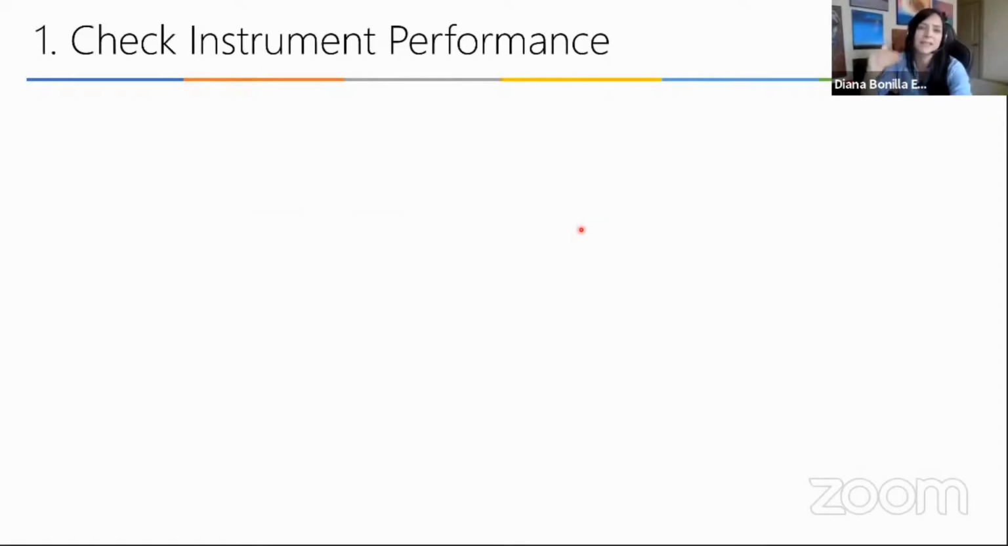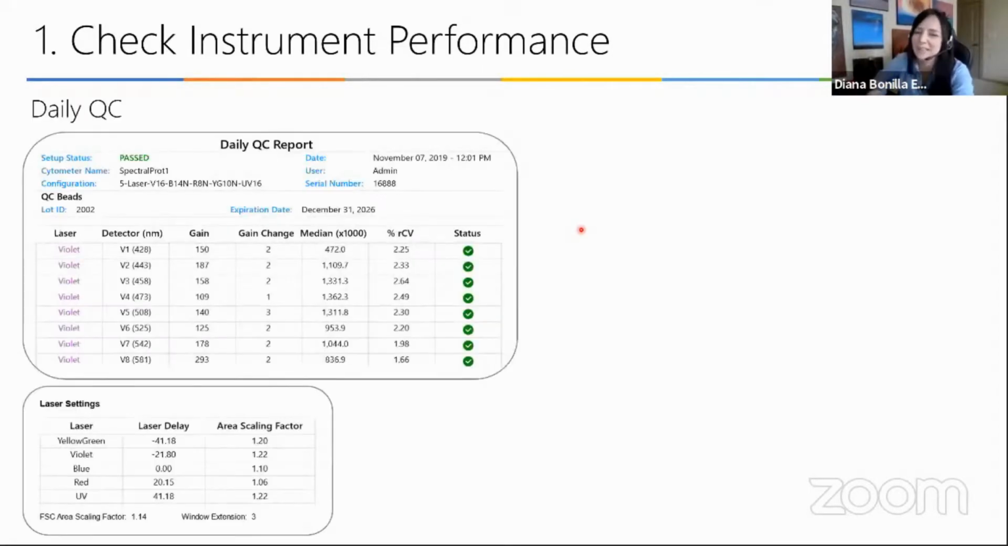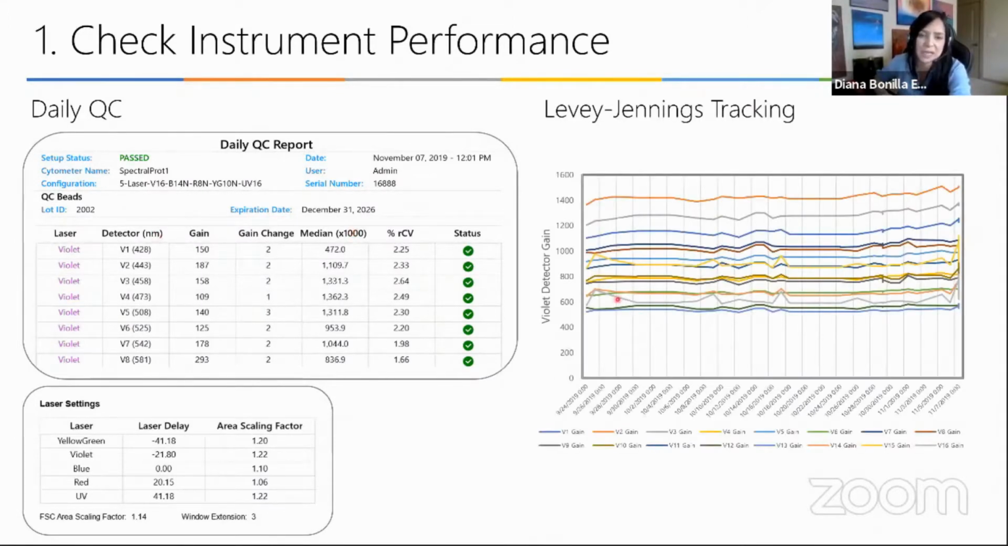Step number 1, check the instrument performance. Run daily QC, review the report. Remember to allow your instrument to warm up fully, keep it clean, remove any residual detergent. QC passing alone is a great indication that your instrument is performing well and that you will have good data if you optimize all the other steps. Also check every parameter in your daily QC across time to make sure you have an instrument that is performing stably.